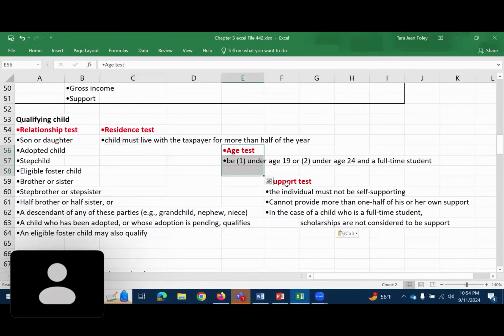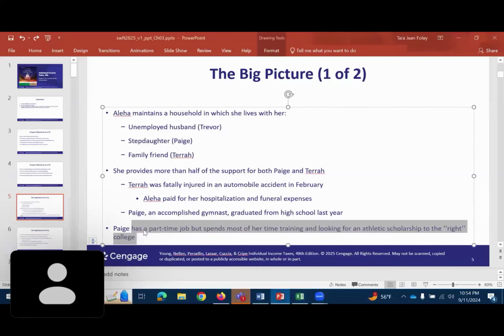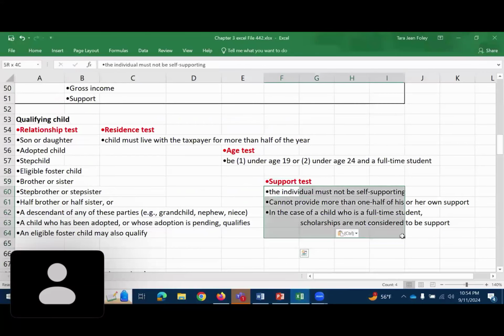Is she under 19? And based on this, she has a part-time job, but she spends most of her time training and looking for an athletic scholarship. That part-time job might be able to pay for her and make her self-supporting. Who knows? So you don't have all the information to know about Paige. We need to get that information first.